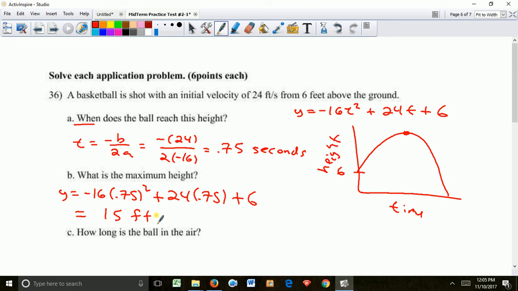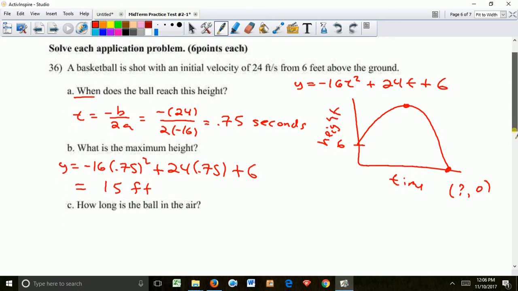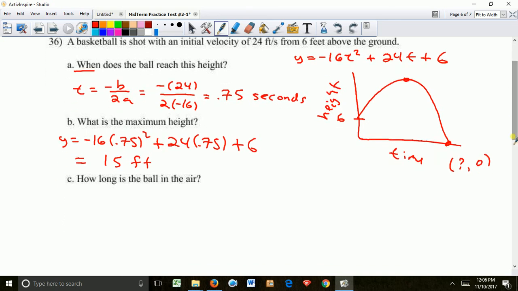And then for the part, how long is the ball in the air? You want to find the x-intercept, so you're going to set y equal to 0 and solve for t. So in this case, you're going to get 0 is equal to negative 16 times t squared plus 24t plus 6.